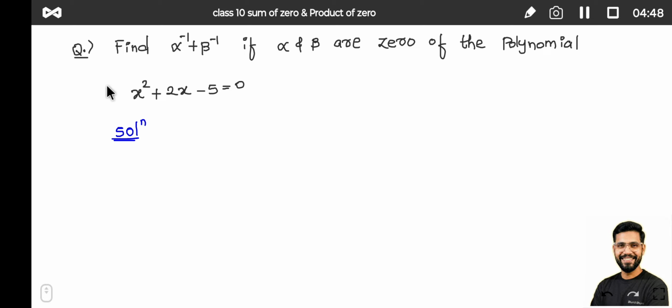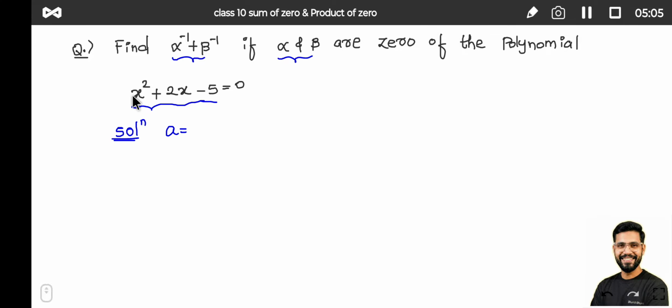Next question is, find alpha inverse plus beta inverse if alpha and beta are the zeros of the polynomial x square plus 2x minus 5 is equal to 0. Okay, so we have to find out alpha inverse plus beta inverse. So let's write down the value of a, b, c first.